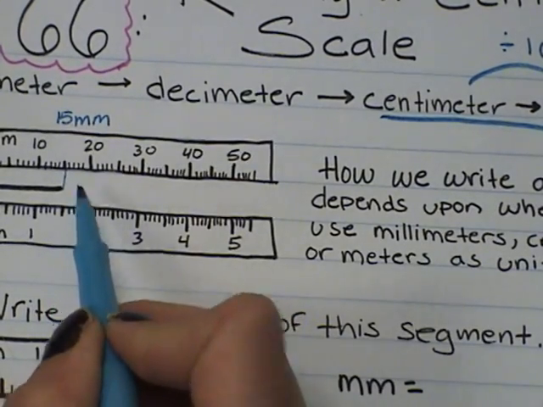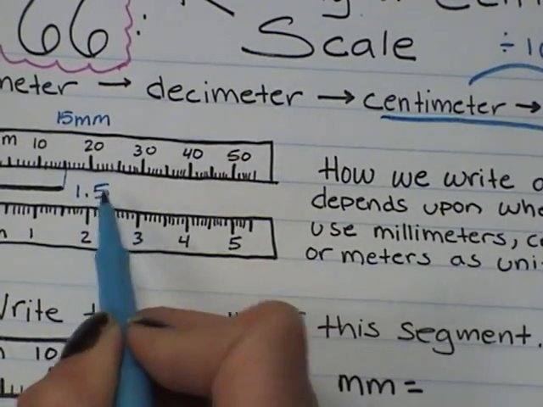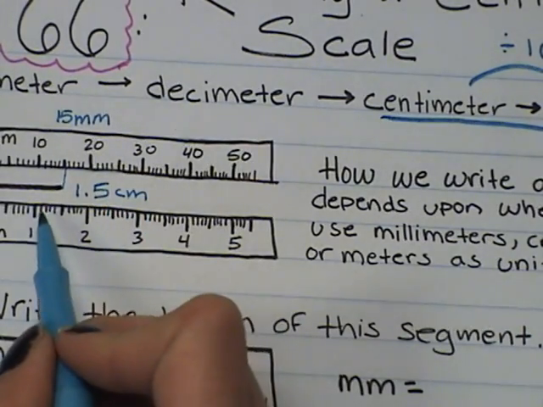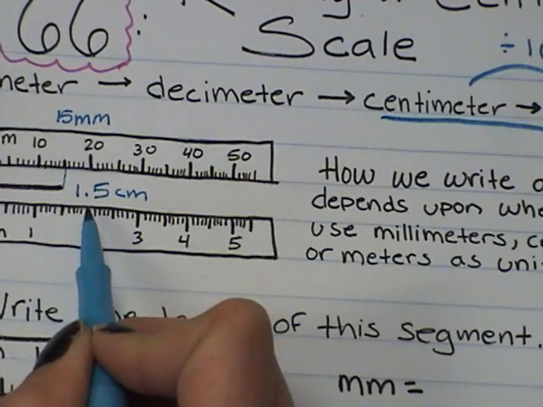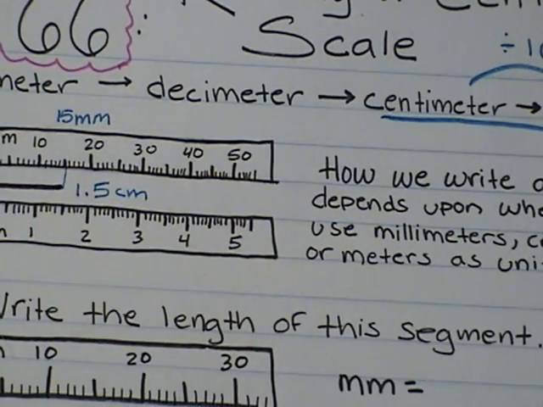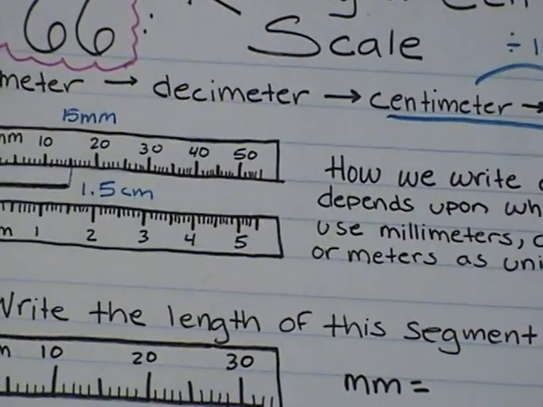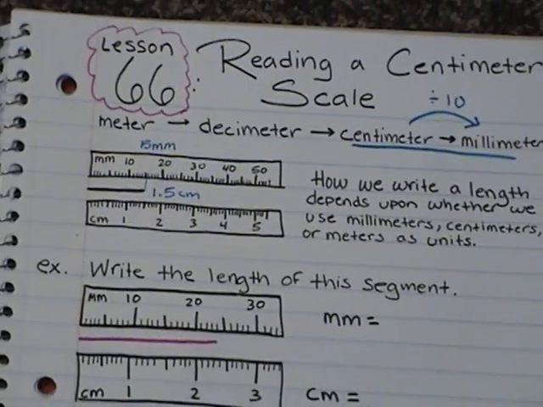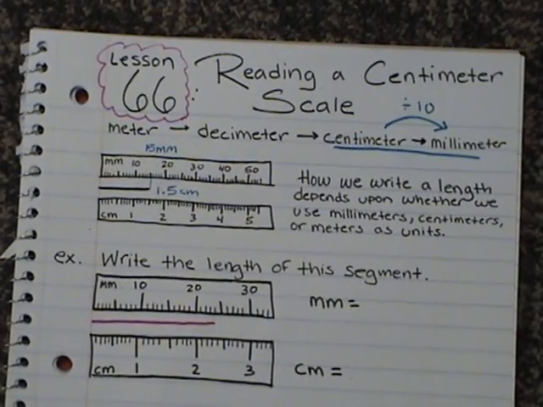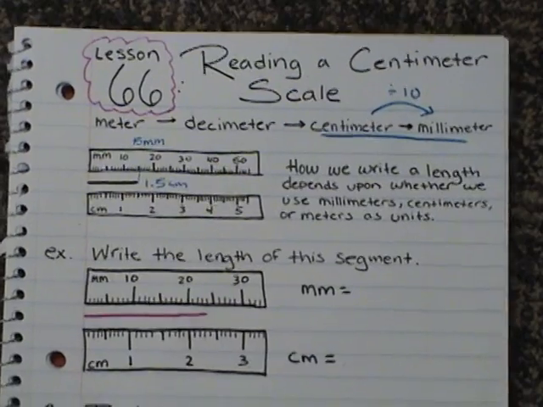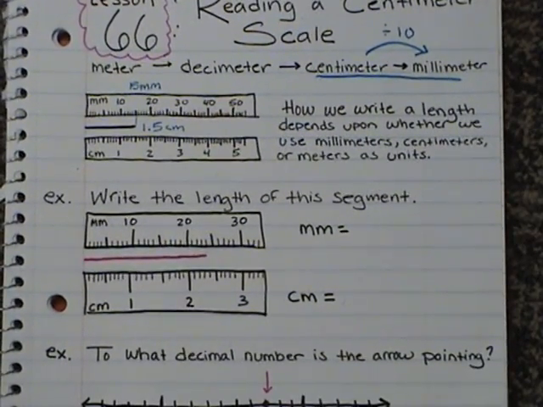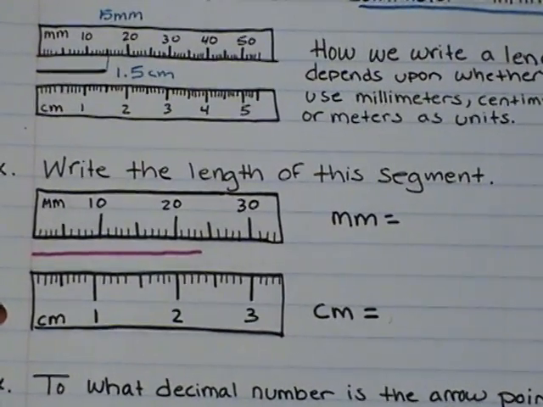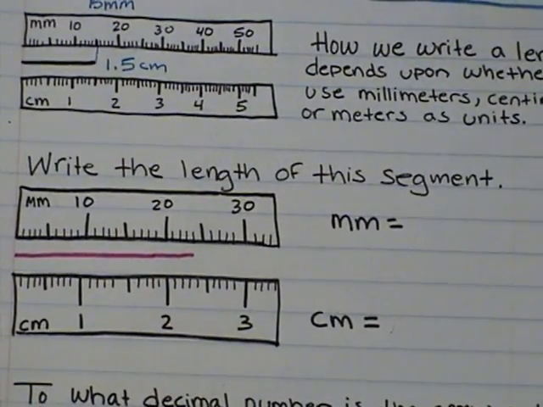So I have 1 and 5/10 of a centimeter. Now that 5/10, because there are 10 smaller pieces that equal 1, and we have 5 of them, so it is 1 and 5/10. I'm going to zoom out so you can see the rest of it. Okay, we're going to try the first example, and I tried to make this one a little bit bigger for you. Write the length of this segment. Go ahead and pause the video and see if you can draw these yourself and try it.